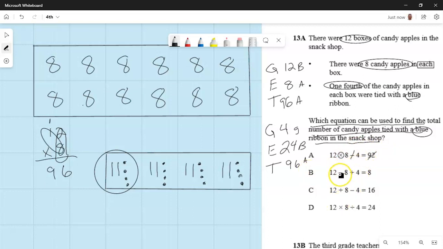Right here I have 12 minus 8. That doesn't work. That's not going to be a good way to solve this problem. The next one says 12 plus 8. That doesn't work. I'm not going to solve it with that. This one says 12 times 8. That looks right. And then to figure out how many had blue ribbons, we did divide by 4, and we did get 24. So D is going to be the correct way to solve this one.